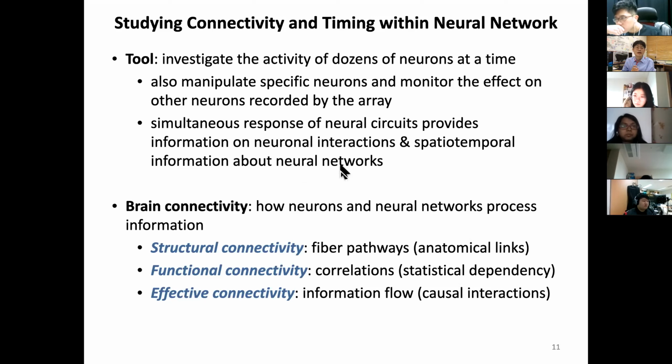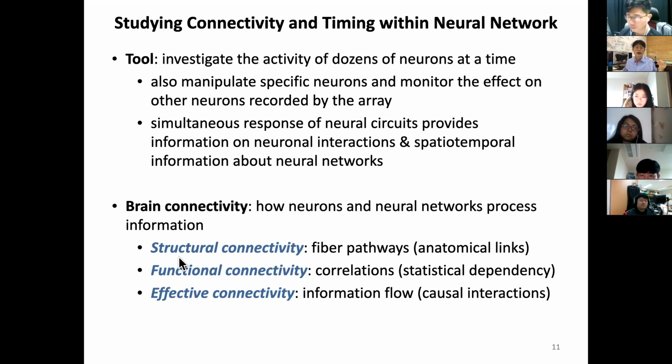So people talk about connectivity. Brain connectivity means how neurons and neural networks process information. There are different types of connectivity people are discussing. I want to talk about three representative ones. First is structural connectivity, so structure or anatomy. That is about axonal fiber pathways. So are they structurally connected? That is anatomical links.